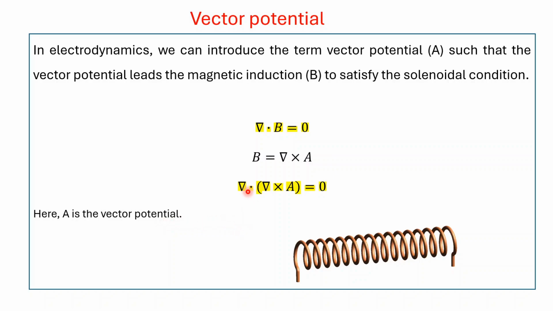It is known to us, if div of a vector is equal to 0, then that vector can be expressed in terms of curl of another vector. In the present case, the div of magnetic induction is equal to 0. This condition is called solenoidal. Immediately, it leads to the condition B equal to curl A. Here A is called vector potential.